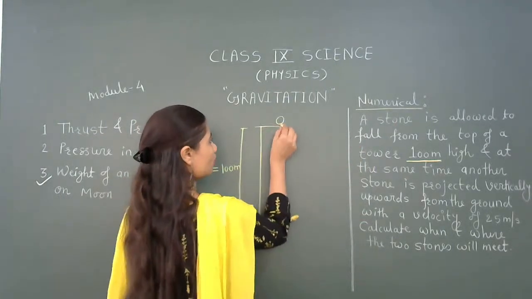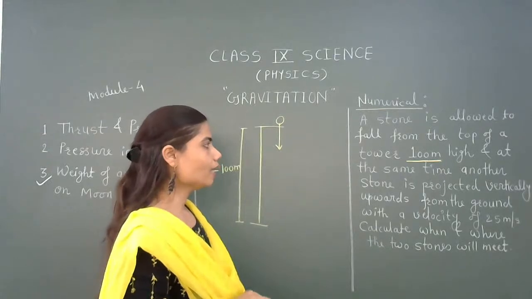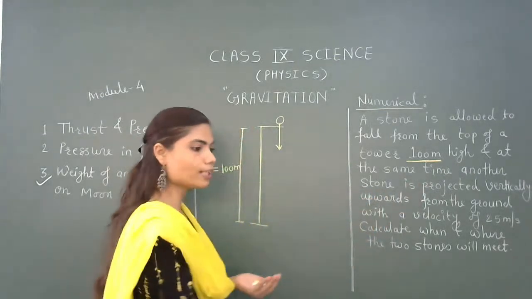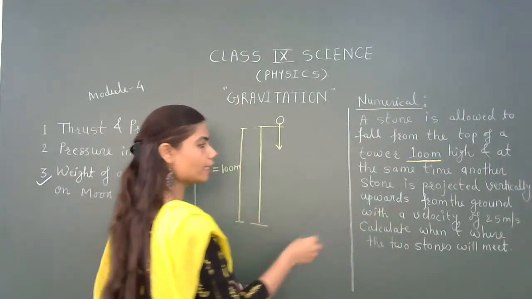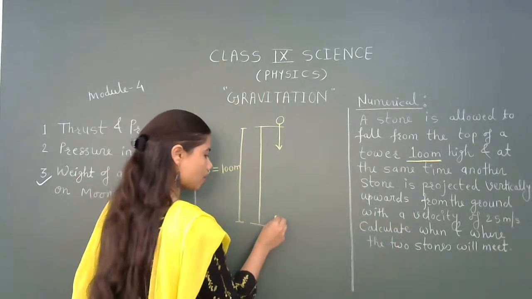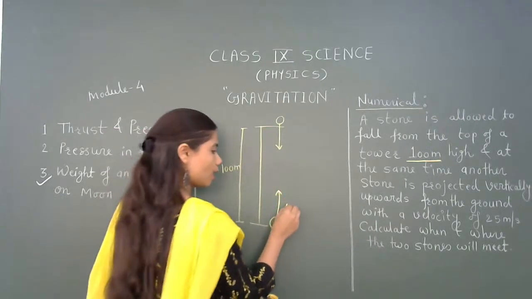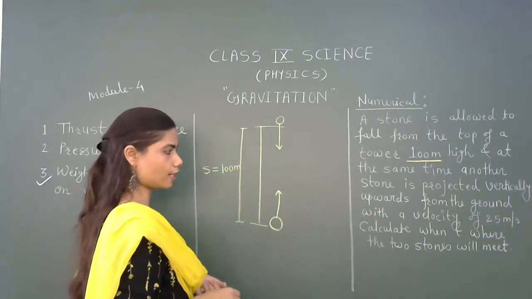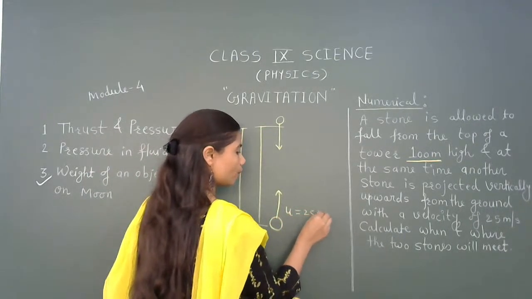So this is the top and a stone is made to fall. At the same time, another stone is projected vertically upward with a velocity of 25 meter per second. Means another stone we are throwing in the upward direction, and the velocity will be 25 meter per second. So in this case, u will be 25 meter per second.